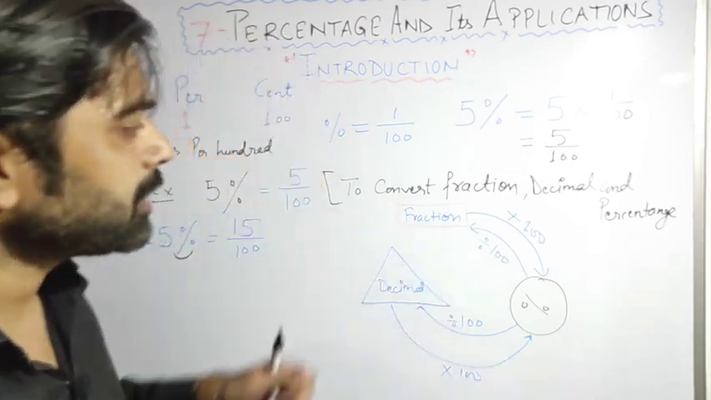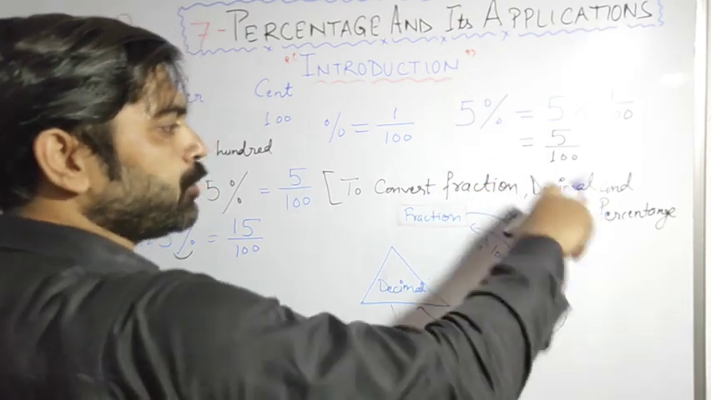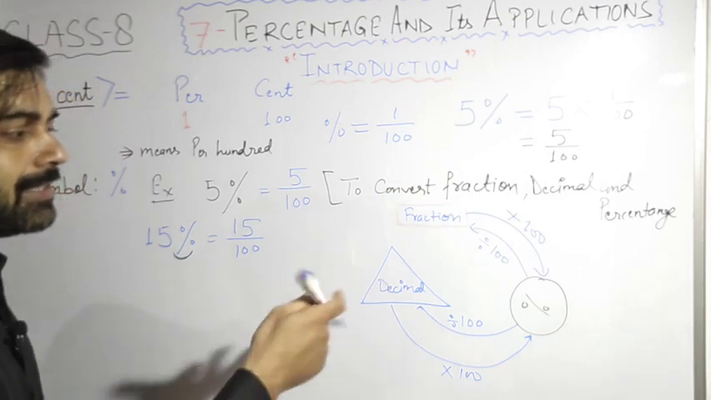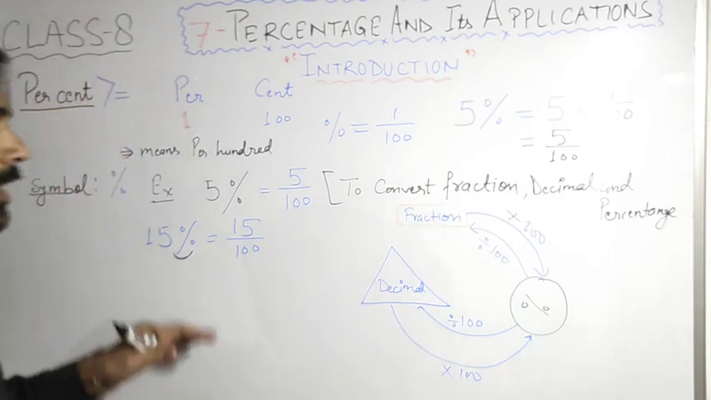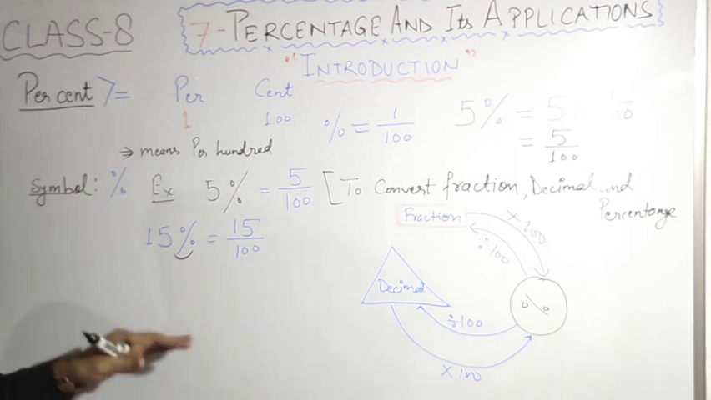Understood? So this is the conversion rule of fraction to decimal, decimal to percentage, percentage to decimal, decimal to fraction. This is just a rule. If you want, you can pause the video and note down each and everything. So this is okay.